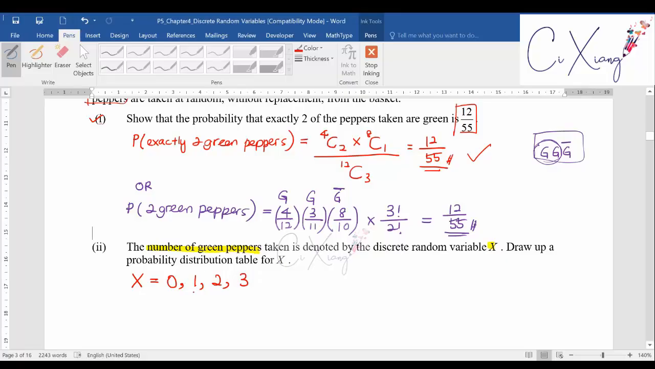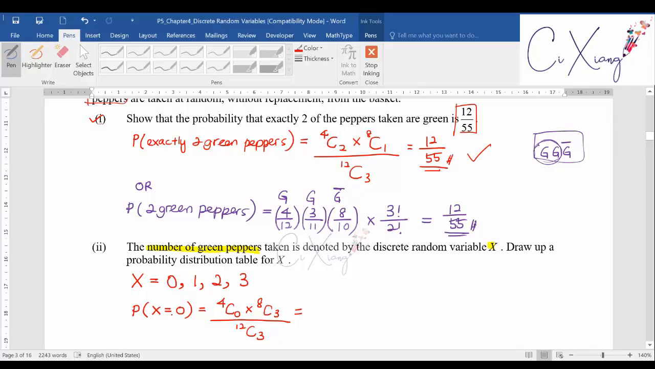Once you know all the values of X, then you can start finding the probability. So X equals 0 means there's no green pepper. For green pepper, you choose 0, multiplied with the other colors, where you choose all 3, divided by 12C3. Please take note that I'm using the same idea as in part 1, because from there I already know that the method is correct. Therefore, I'm applying the same concept here in part number 2, but I just change the values according to the question.